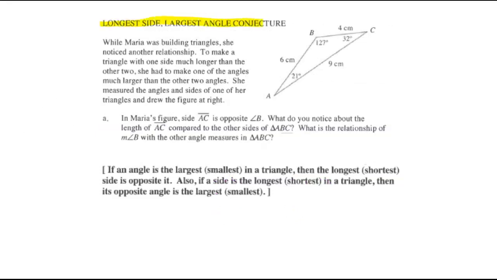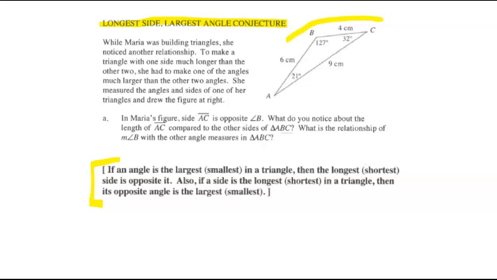Longest side goes with the largest angle. So basically, right, what I want you guys to write down is this. If an angle is the largest in a triangle, then the longest side is opposite to it, right? If it's the smallest, right, then the shortest side is opposite of it, right? And again, vice versa, we can just say the side is the longest side, then it goes with the largest angle, and so forth, right?